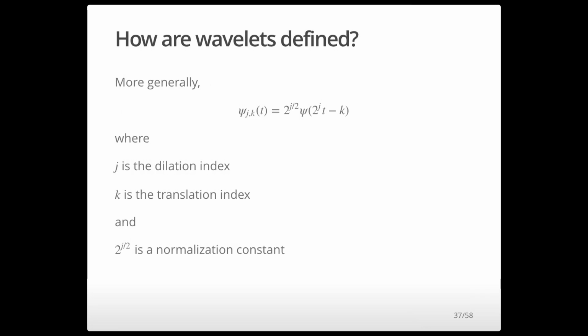More generally, this is the function for a wavelet. So you have 2 to the j over 2 power times some scaling function that's 2 to the jt minus k, where j is going to be your dilation index. So that's basically going to determine how big this thing gets, how much we want this thing to stretch this way. This little bit out here is just a normalization constant that comes into play. And then k is just the translation index. So how much do you want to shift this thing one way or the other?